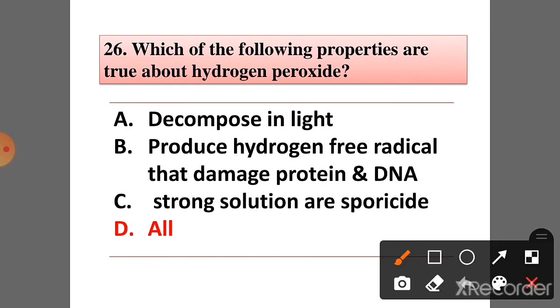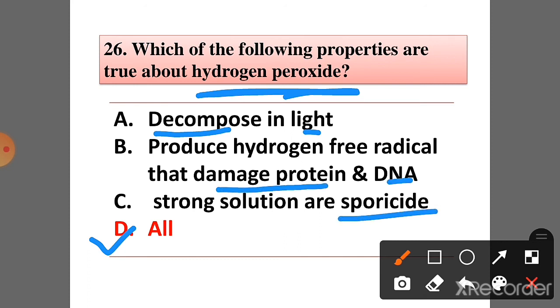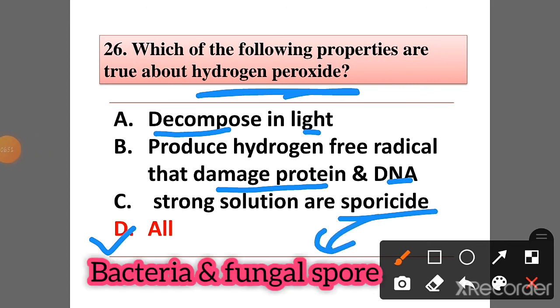Question 26. Which of the following properties are true about hydrogen peroxide? Option D, all. Decompose in light, produce hydroxyl free radicals that damage DNA and protein, and strong solution as sporicide. And sporicide means an agent which destroys the bacteria and fungal spore.